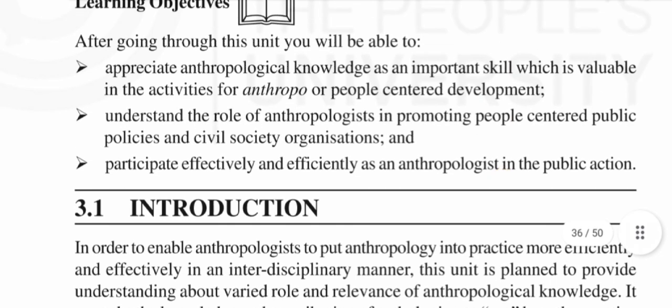Learning objectives are: after going through this unit you will be able to appreciate anthropological knowledge as an important skill which is valuable in activities for people-centered development, understand the role of anthropologists in promoting people-centered public policies and civil society organizations, and participate effectively and efficiently as an anthropologist in public action.